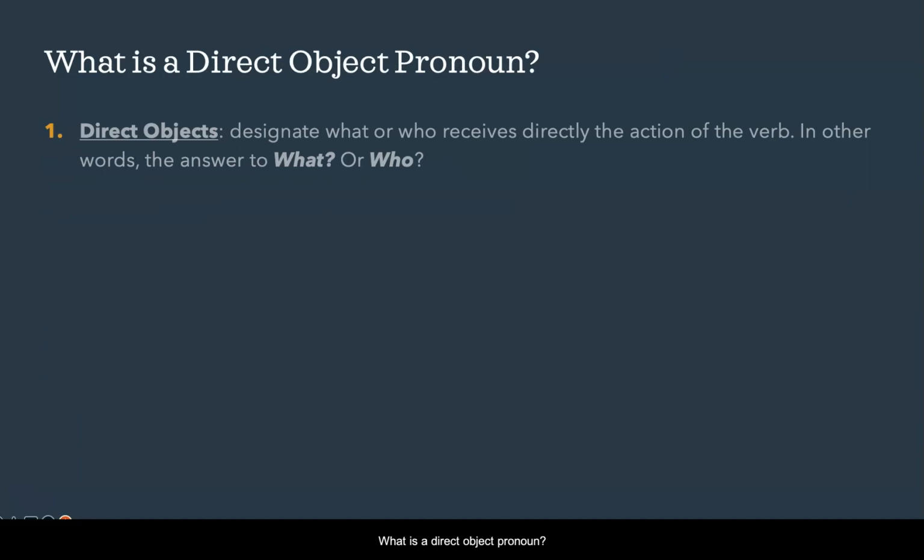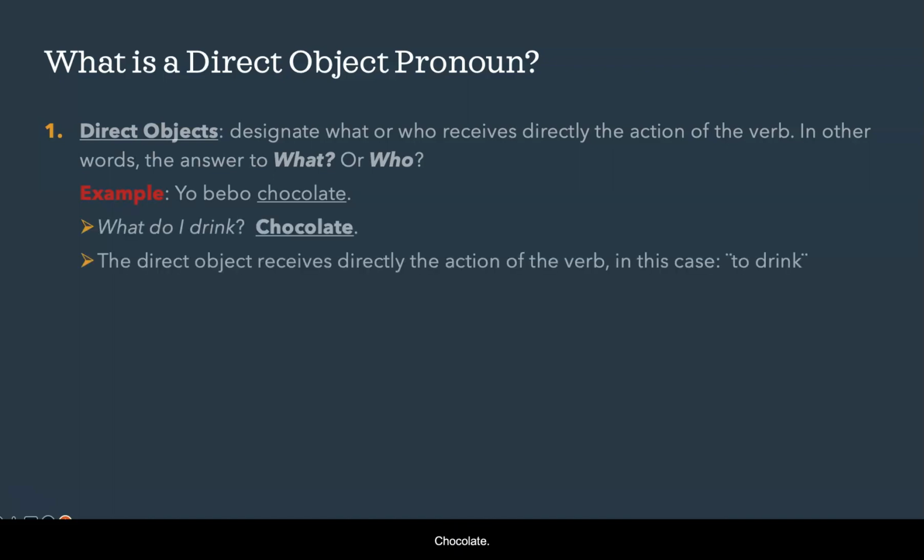What is a direct object pronoun? Direct objects in general designate what or who receives directly the action of the verb. In other words, the answer to what or who plus the verb. Example: yo bebo chocolate. What do I drink? Chocolate. The direct object receives directly the action of the verb, in this case the verb to drink.